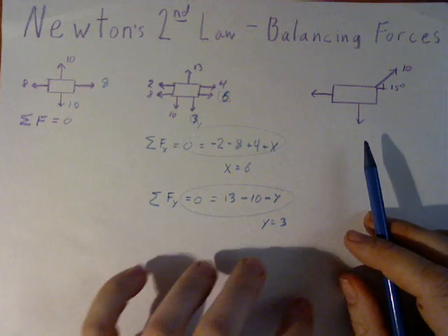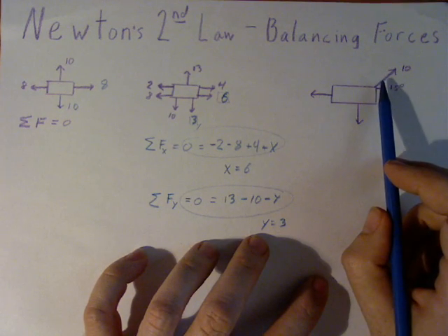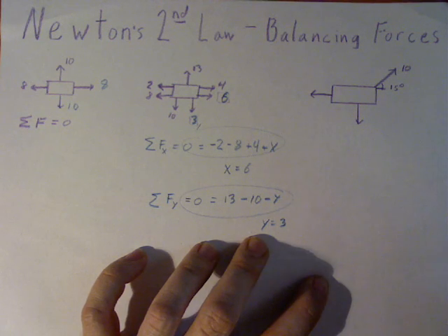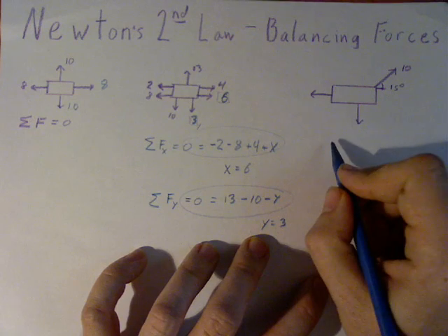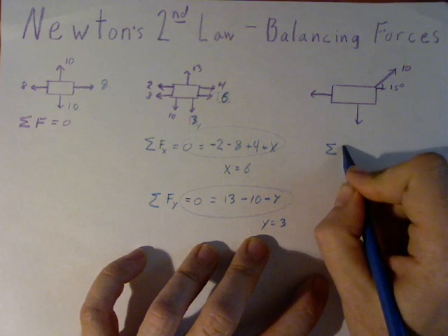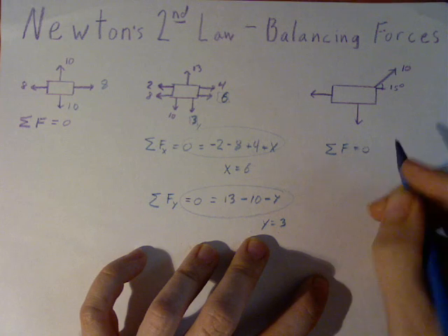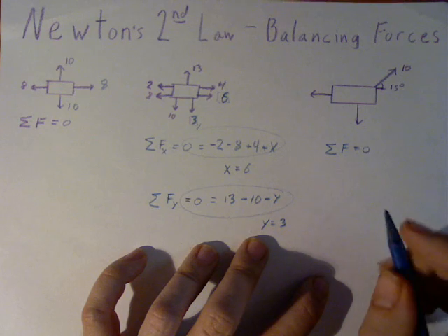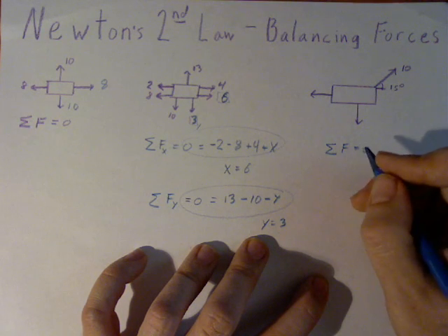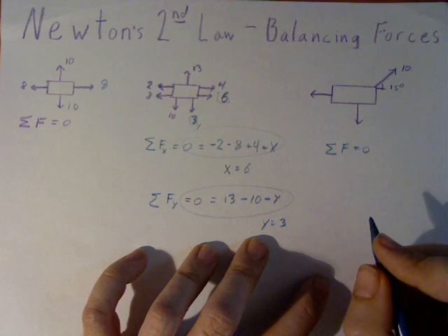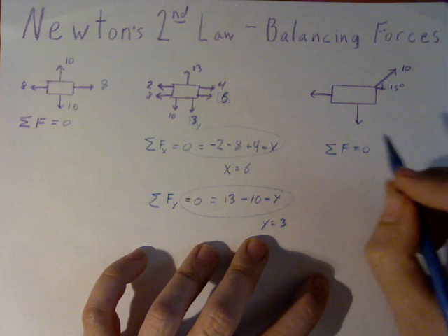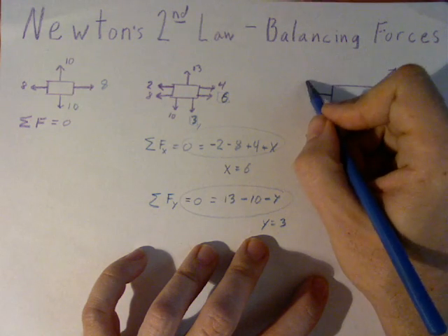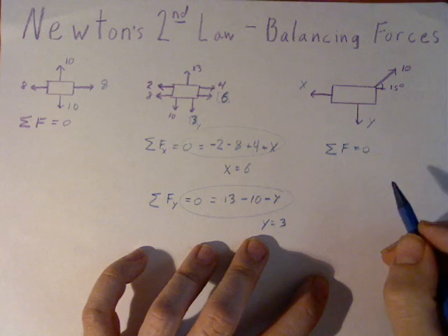Our last example involves a diagonal force. This is a very common situation and important to understand how to deal with it. In this case, we also have summation of force equals 0, but we're going to do it separately in terms of y and x, separating it into vertical and horizontal components. This is extremely useful. To do this, I'll call this one x, I'll call this one y.